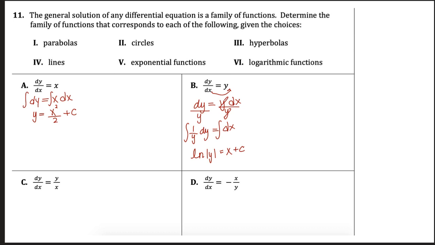Okay, in part C, very similar, separating our variables. We're going to move dx up here and y down here. So I have dy over y equals dx over x. And so now when we're going to integrate those, we're going to have the natural log of absolute value of y equals natural log absolute value of x, and then plus c.